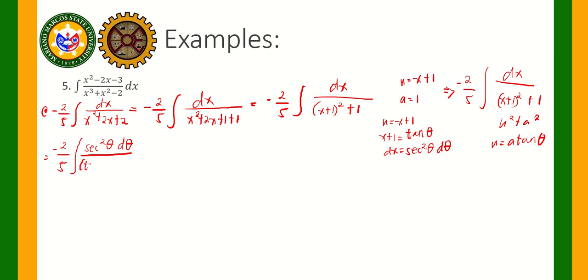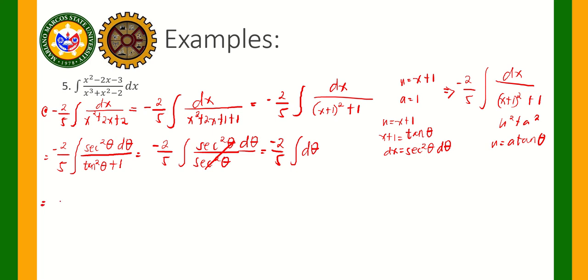So that is equal to tangent squared theta since it is squared, and then plus 1. From there, by our Pythagorean relations, tangent squared theta plus 1 is equal to secant squared theta. So we can rewrite this as negative 2 over 5, the integral of secant squared theta all over secant squared theta d theta. So this will cancel, and we will be left with negative 2 over 5, the integral of d theta. Simplifying that, this is equal to negative 2 over 5 theta.